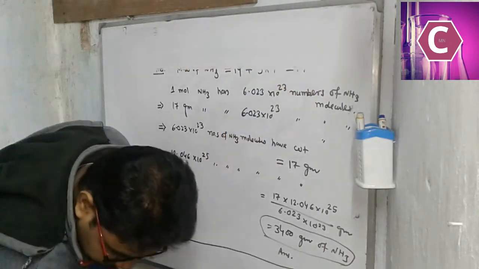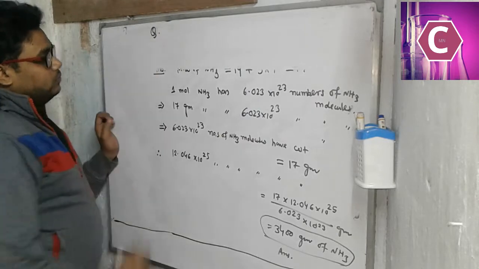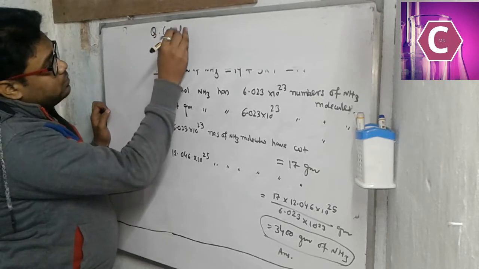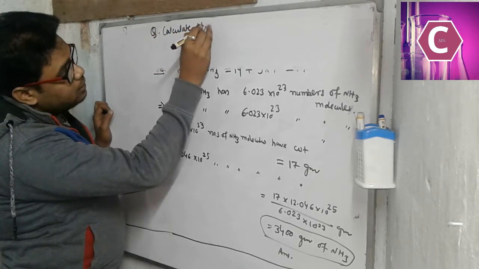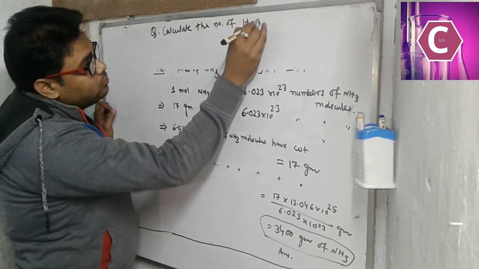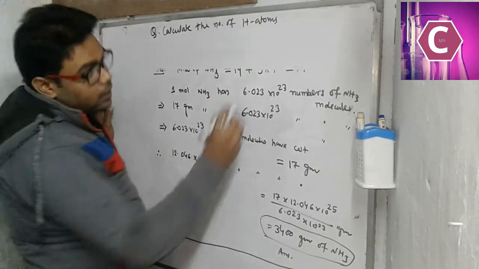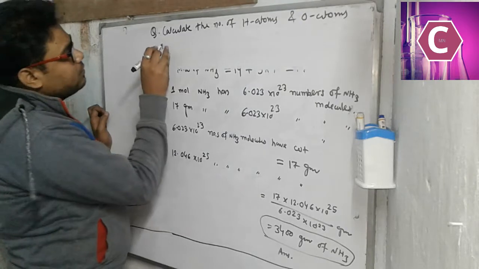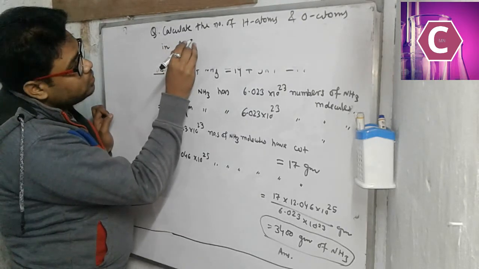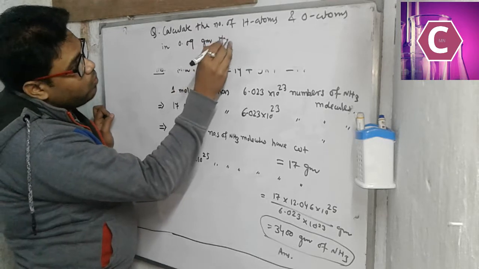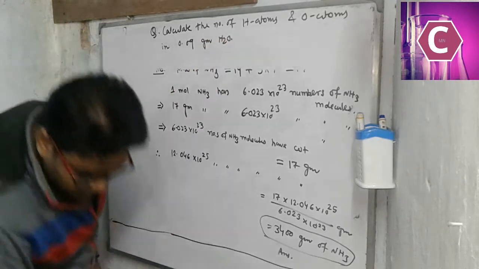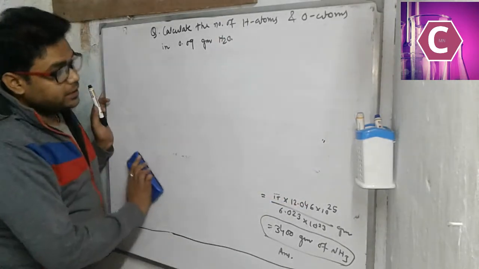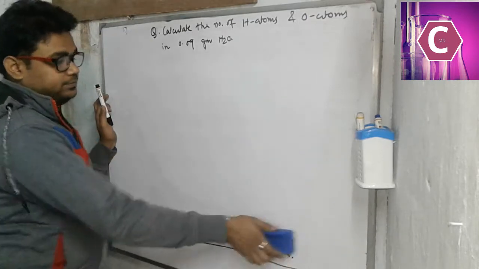The next question is a little bit tricky question. Calculate the number of hydrogen atoms and oxygen atoms in 0.09 gram water. So we have to calculate the number of hydrogen atoms and number of oxygen atoms in 0.09 gram of water.